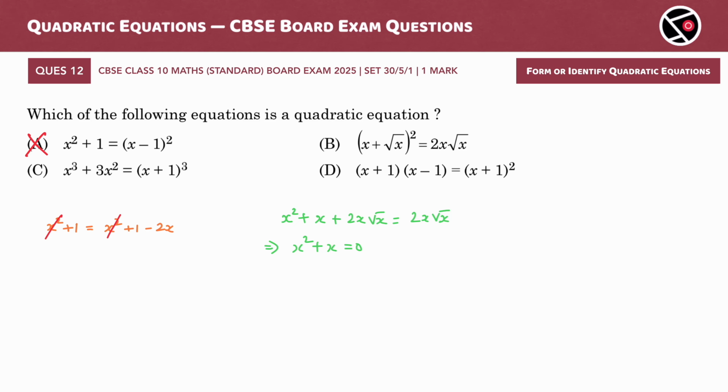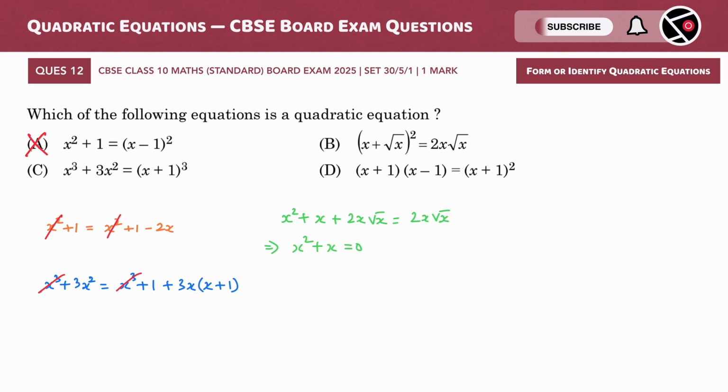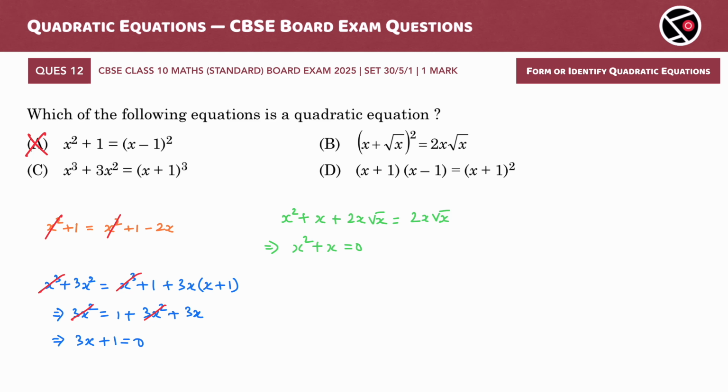Option C. Let's expand the right hand side. x cube plus 3x square equals x cube plus 1 plus 3x times x plus 1. x cube cancels out. At this point, this might look like a quadratic equation due to the x squared term. But this is not the correct conclusion. Simplify further. 3x square equals 1 plus 3x square plus 3x. 3x square on both sides cancel out. What we have here is a linear equation. We drop option C.